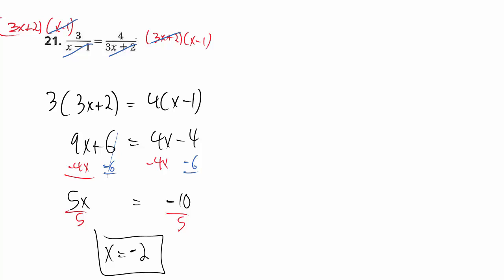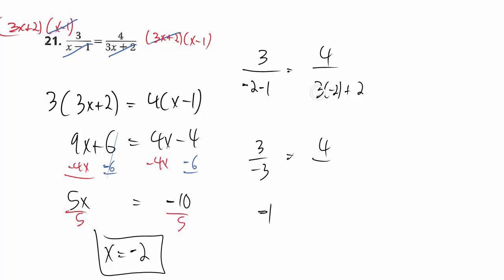Now, you can always check. There's no need to wonder if your answer is right. I think that x is negative 2. So everywhere I see an x, I'm going to plug in a negative 2. On the left side, I get 3 over negative 3, which comes out to negative 1. On the right side, I get 4 over, let's see, this is negative 6 plus 2. Negative 6 plus 2 is negative 4. That also comes out to negative 1, so the answer checks out. I know for sure that I'm right.